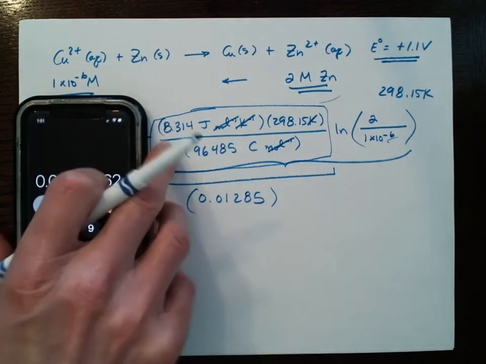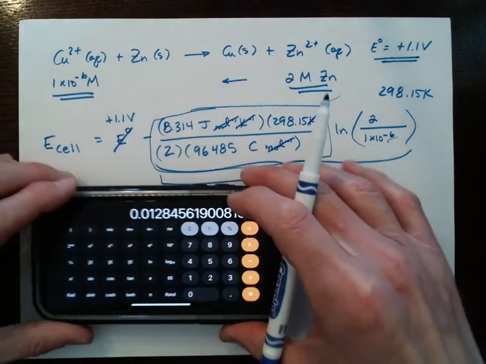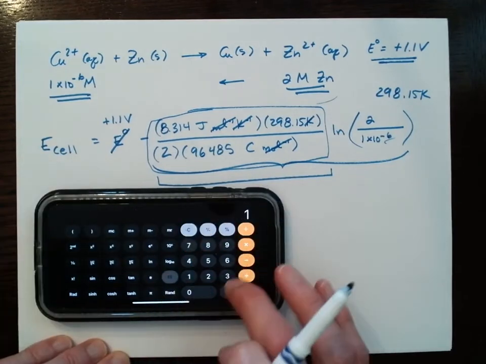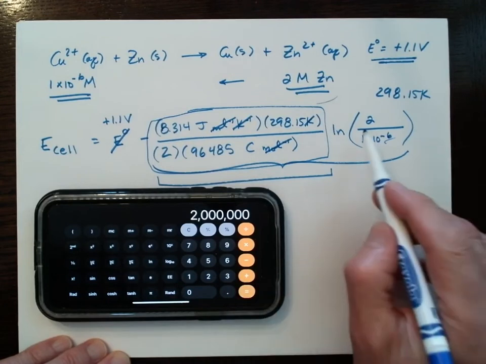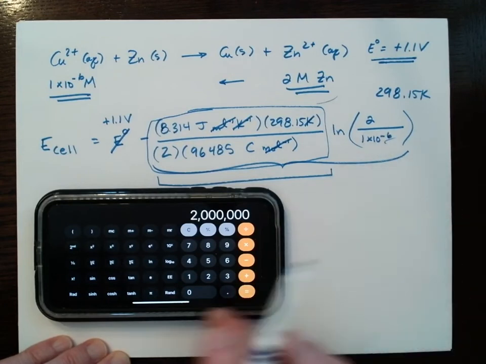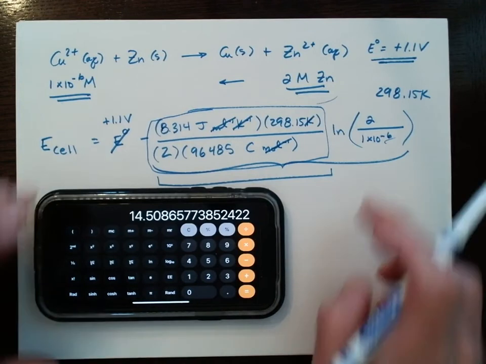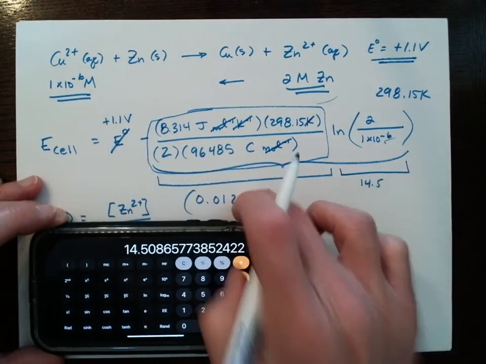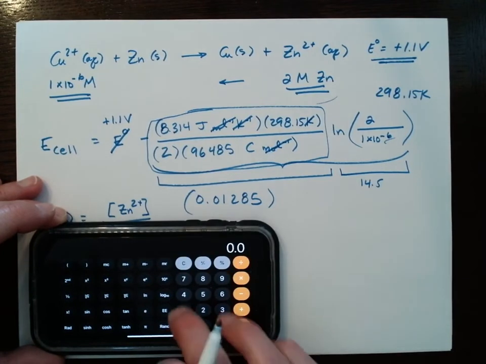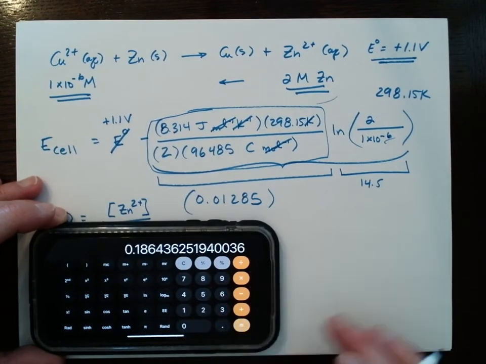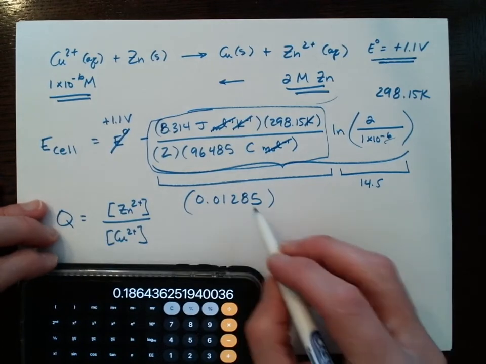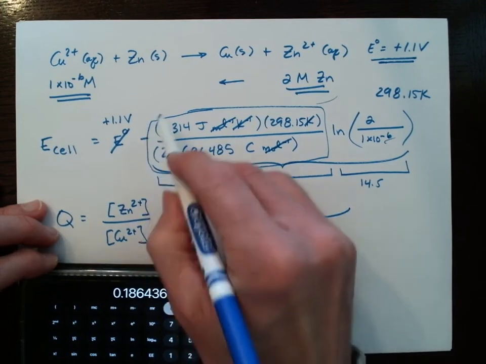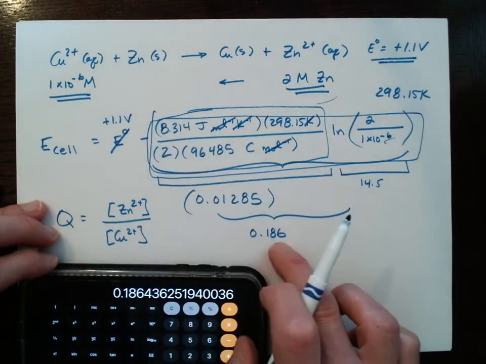Now let's do this part. 2 divided by 1 times 10 to the negative 6 is 2 million. I'm going to take the natural log of that, 14.5. So this here is 14.5, and I need to multiply that by 0.01285. 0.186, we'll go with. That whole thing that I'm going to subtract is 0.186.